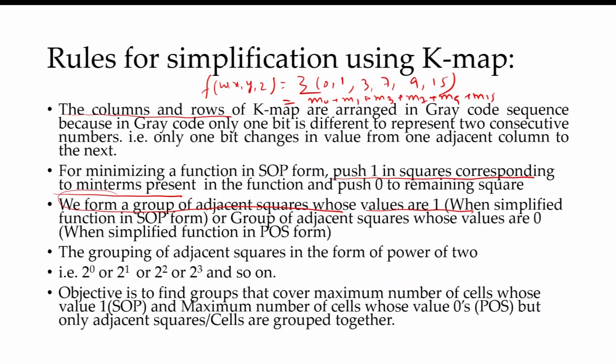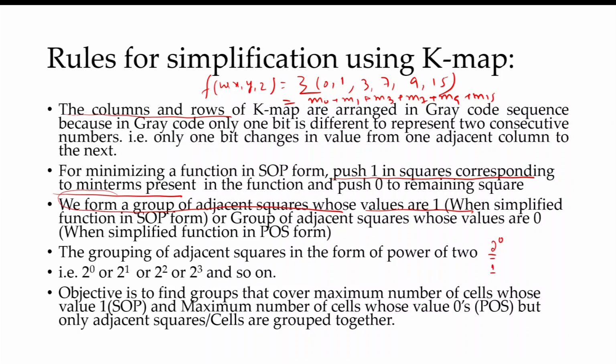So simply we make a group of squares, or group of cells, in a K-map whose values are 1 when the function is given in SOP form, or we make a group of adjacent squares whose values are 0 when the function is given in POS form. And then the grouping of adjacent squares is in the form of powers of 2. We can group 2 to the power 0, meaning 1 square, a single square.